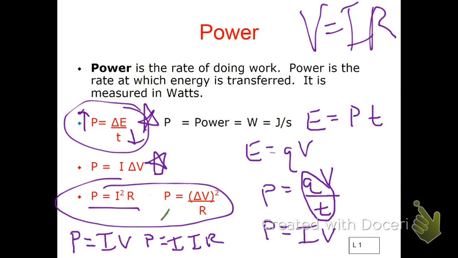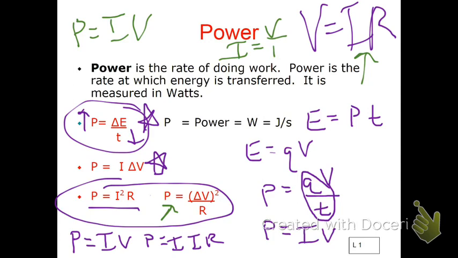And then for this formula here, we can start with power equals current times voltage. And if I take Ohm's law and solve it, I get I is V over R. And if I plug that into here, I get power equals V over R times V, which is delta V squared over R. And so that's what you get down here.